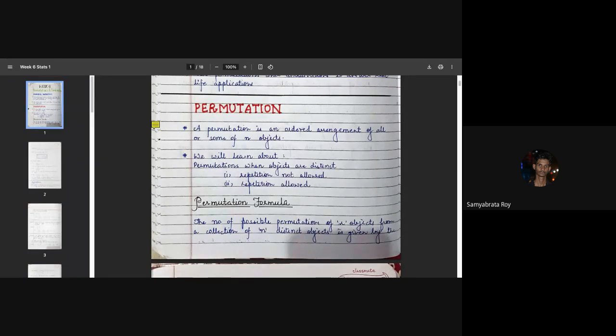Permutation, the term we used earlier, is an ordered arrangement, where order matters. So basically, suppose 1, 2, 3 is there, and 3, 2, 1 is there, then we should consider these two as different elements in permutation.